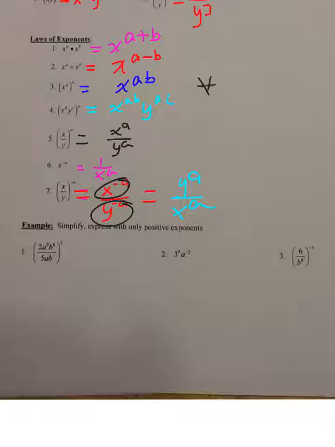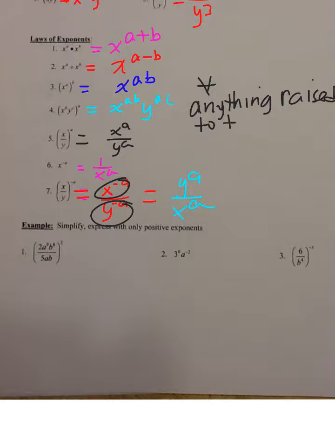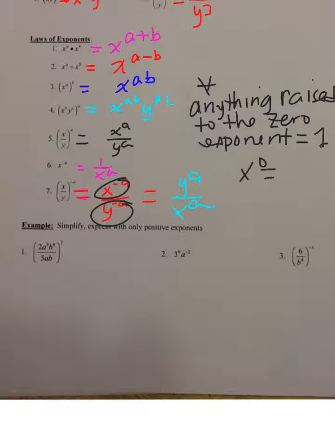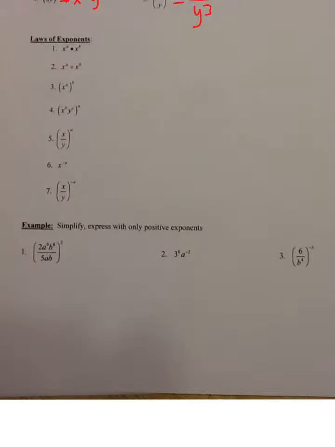So put a star on your paper: anything raised to the 0 exponent equals 1. So x to the 0 power is equal to 1. Anything to the 0 power is equal to 1. All right, so let's take a look at the examples.